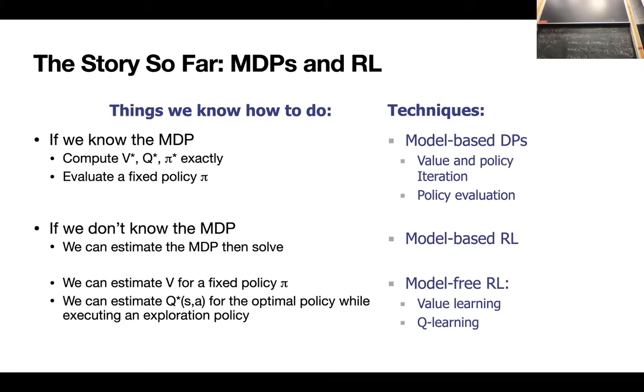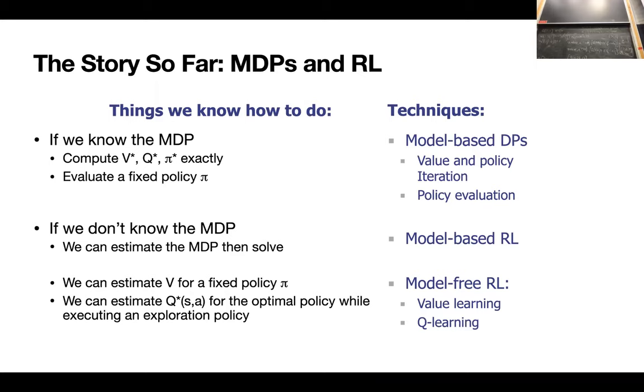So what have we learned so far? We covered quite a few things today. We covered what to do in an MDP when we have to compute the optimal values, optimal Q values, and optimal pi exactly. This is what is done with model-based decision processes. We have value iteration and policy iteration, and then we evaluate the fixed policy pi. So this was last week.